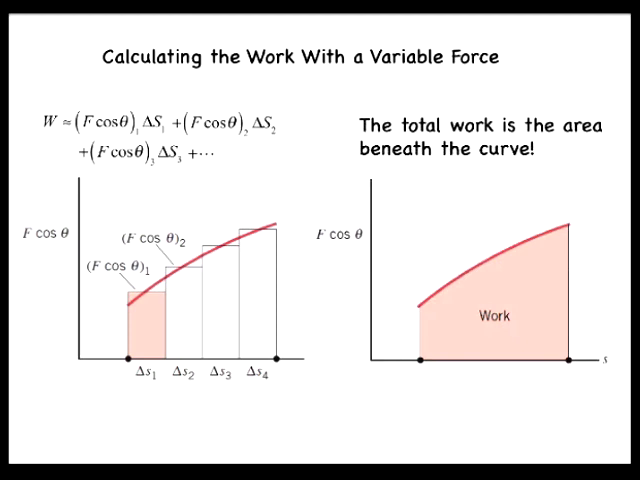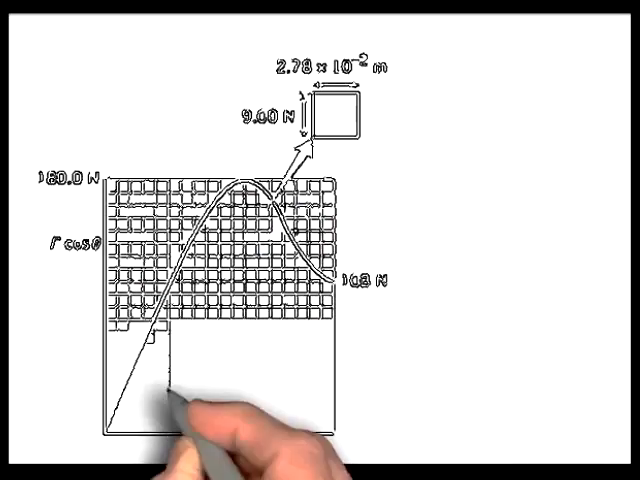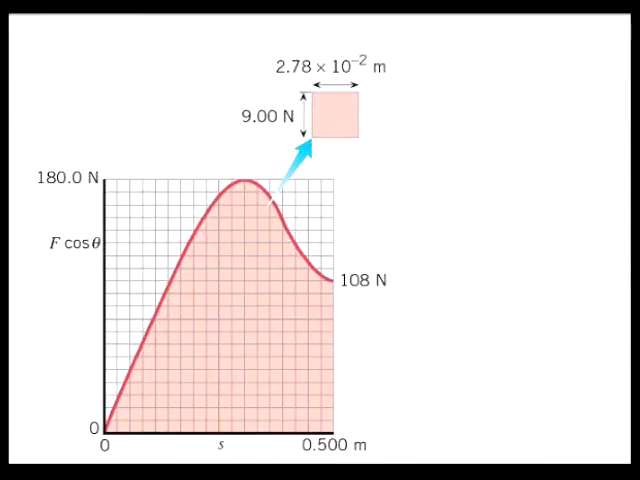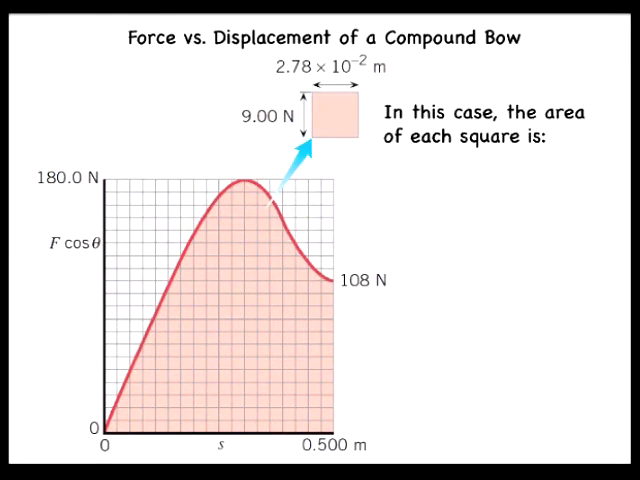This is just an approximation, but it gets more and more accurate the finer we divide the graph, meaning the smaller we make the delta S segments, the more accurate it gets. The calculation becomes exact as delta S approaches 0. In the case of the compound bow, we only have to calculate the area under its F cosine theta versus S curve. This can be done a number of ways, for example, calculating the area of the columns as we had just done. In this case, however, we can count the number of squares.